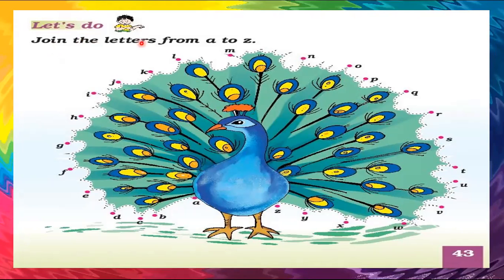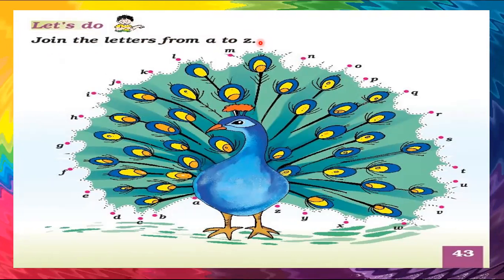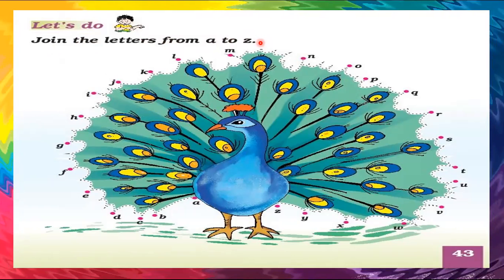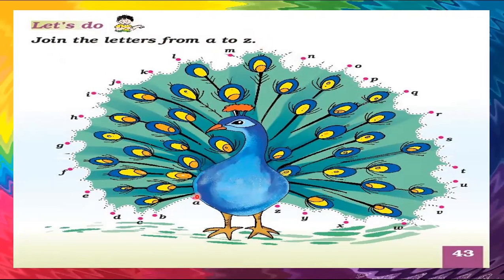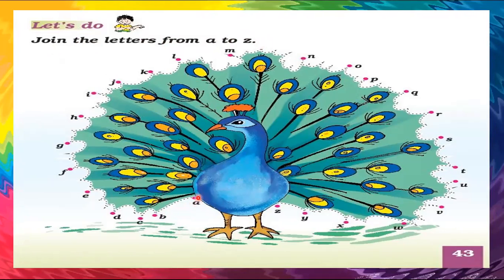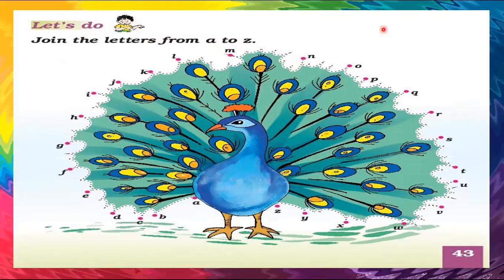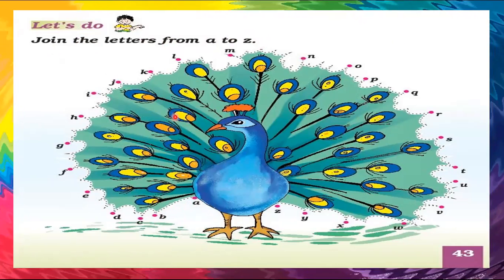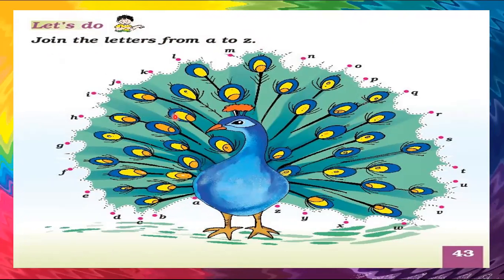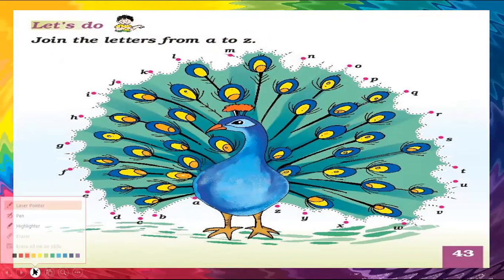Join the letters from A to Z. All of them must have learned the alphabet, from A to Z. You're going to join the dots from A to Z, like A to B, B to C, like that. And you're going to draw the feathers of the peacock. Yes, children, shall we do that? Yes, let me do it for you.